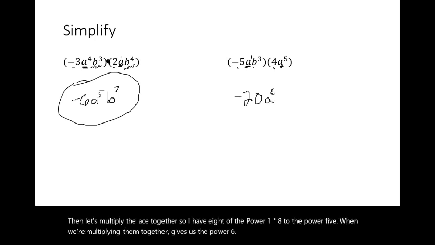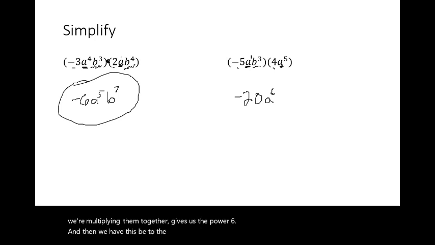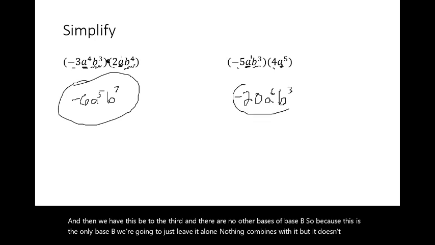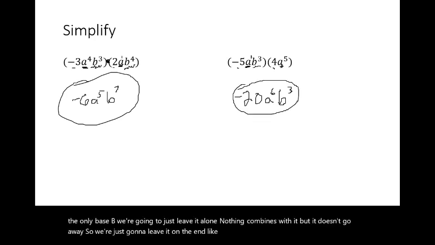And then we have this b to the 3rd. And there are no other bases of base b. So because this is the only base b, we're going to just leave it alone. Nothing combines with it, but it doesn't go away. So we're just going to leave it on the end like this. So negative 20, a to the 6th, b to the 3rd is going to be our final answer.